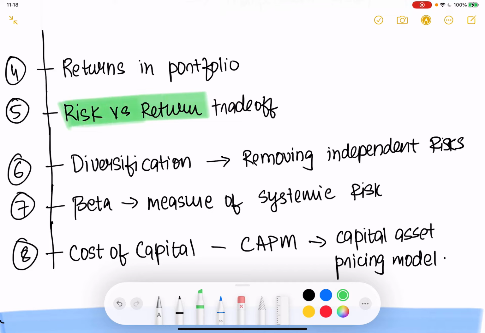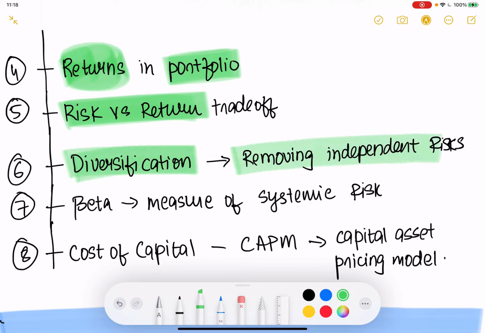So once we cover different types of risks, we will look at what is the relationship of risk and return, and look at how returns in portfolio can be optimized. And then we look at diversification, which helps us in removing independent risks. And we will finally look at the last 2 topics, which is beta, which is measure of systemic risk.